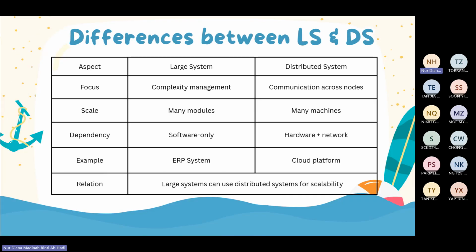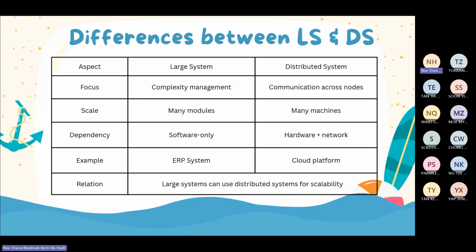So this is the difference between the large system and also the distributed system. When we talk about a large system, it consists of multiple small-scale systems combined into one. That's why it becomes complex and has many modules. Usually we only involve the software. Okay, examples are your ERP system, your banking system that has multiple branches.